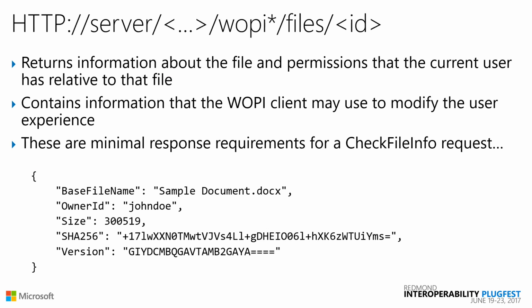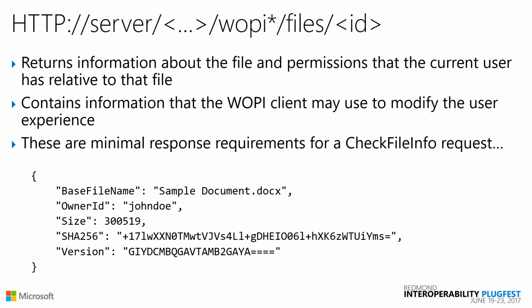So I mentioned this. This is the check file info operation, and it returns a whole bunch of different information, but it's all JSON formatted, and there's no hierarchy in the JSON schema. It's a very simple JSON schema. It's all flat.